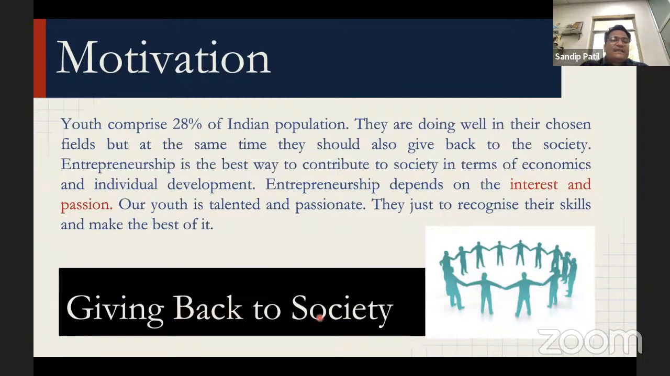And today, see, our Indian youth are 28% of the Indian population. They are doing well in their chosen field, but at the same time, they should also give back to the society. And that should be the vision. Entrepreneurship is the best way to contribute to the society in terms of economics and individual development. Entrepreneurship depends on interest and passion. Our youth is talented and passionate. They just need to recognize their skills and make the best of them.